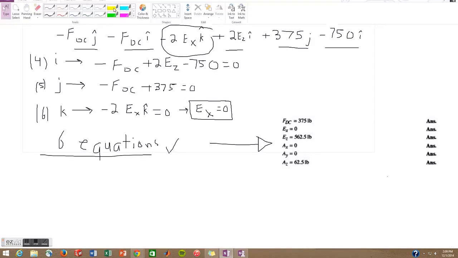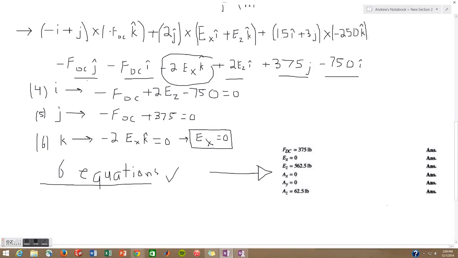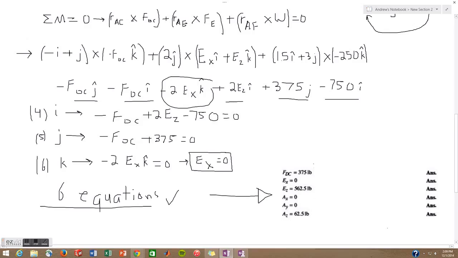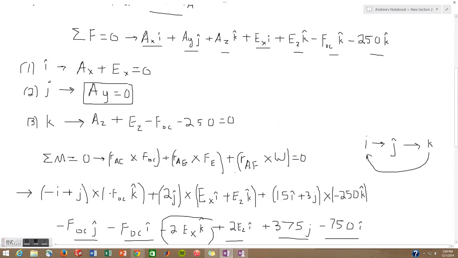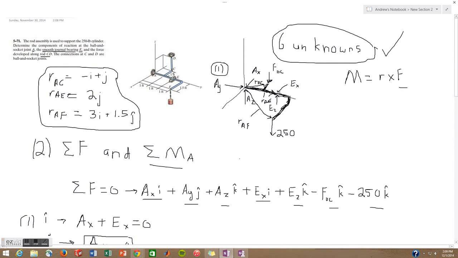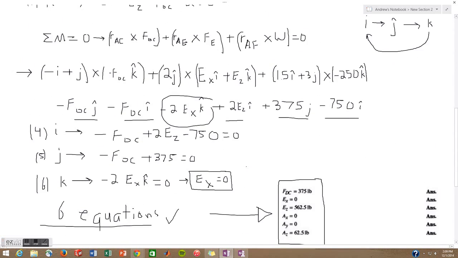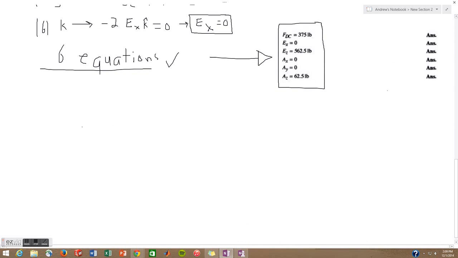And so doing that, this is going to be the answers for it. So at the end, you will receive these components, A, E, and the force along the rod, DC. So there you go. That is the solution to the problem.